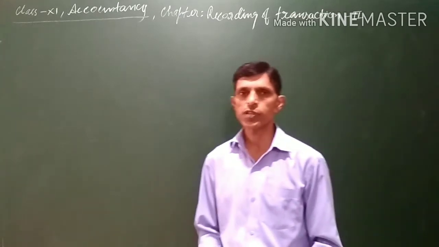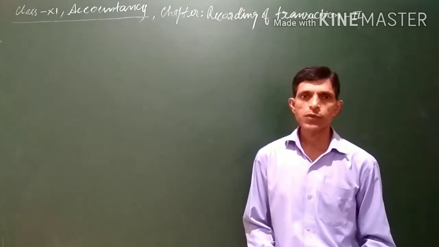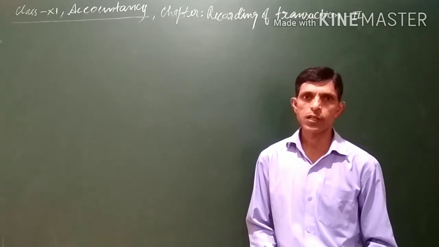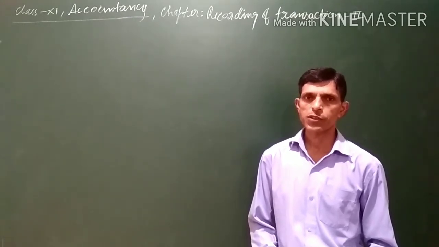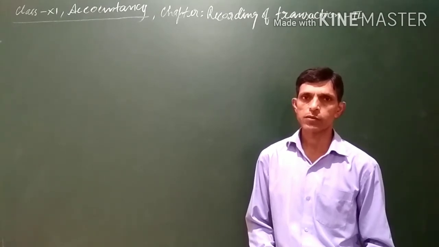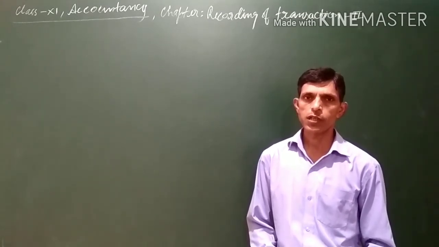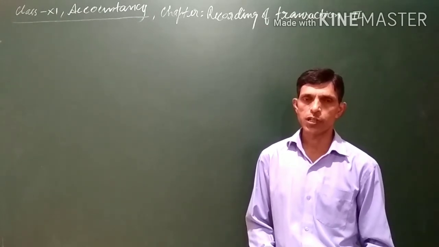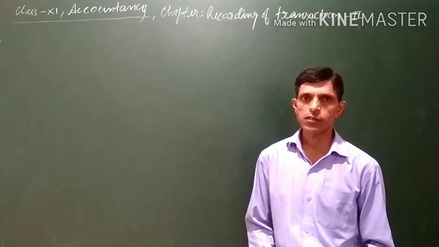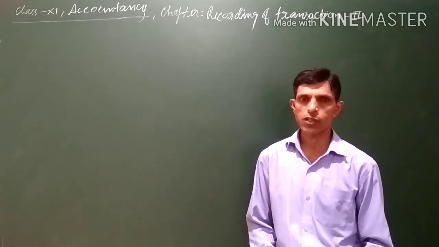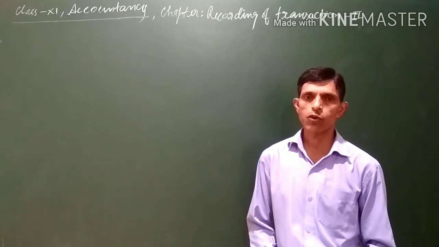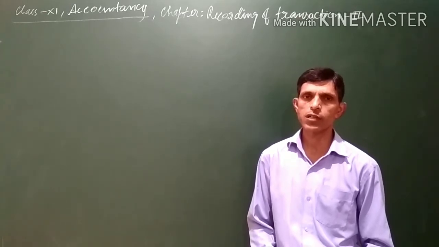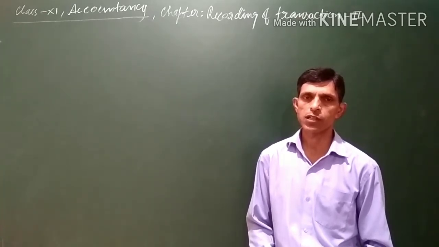Now the important thing in this chapter is to know what we have learned in the previous chapter regarding journal and ledger. We have discussed that recording of transactions is done in the journal, and after the journal the transactions are transferred, that is posted, in the ledger account. Earlier, only one journal was there, which we have learned till now, that is, all the transactions are recorded in one journal.